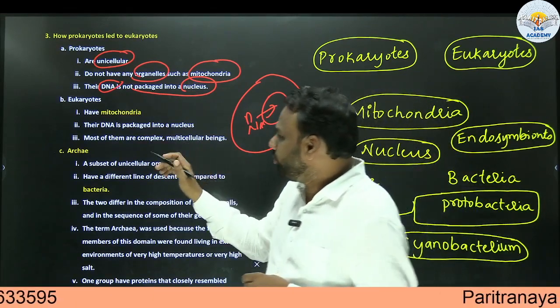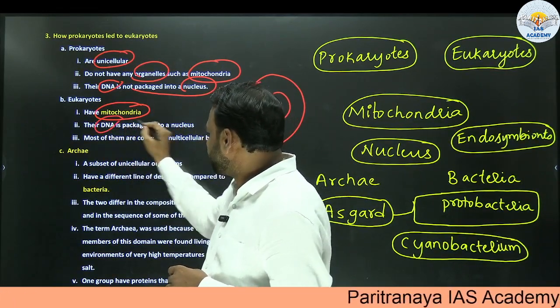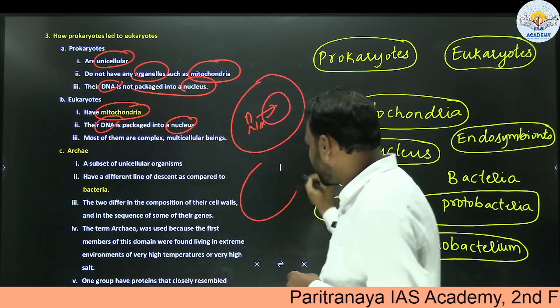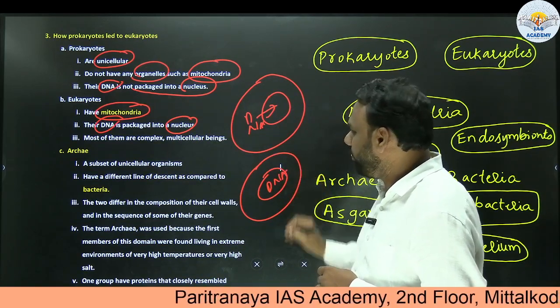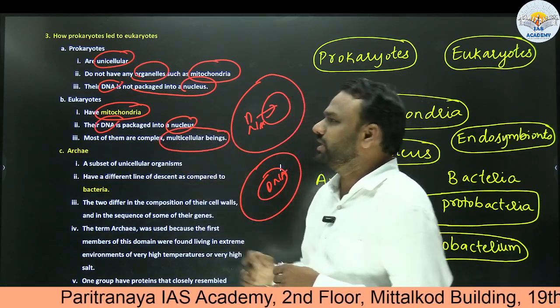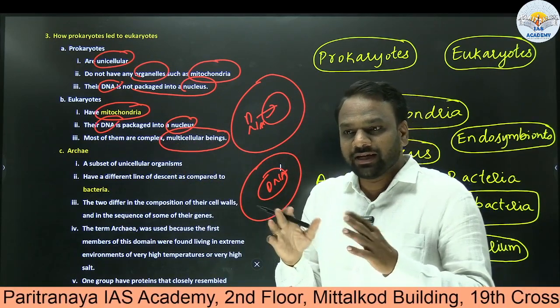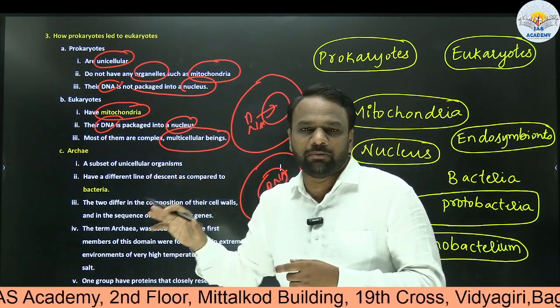Whereas in the case of eukaryotes, it has mitochondria. Next, their DNA is packed into a nucleus. So if this is the cell and this is the nucleus, here we have DNA. Most of them are complex and multicellular beings. UPSC generally focuses on these questions. These are very important from the prelims point of view.